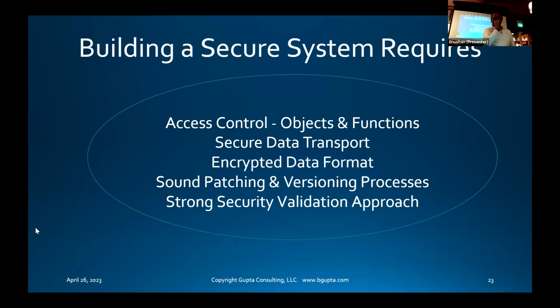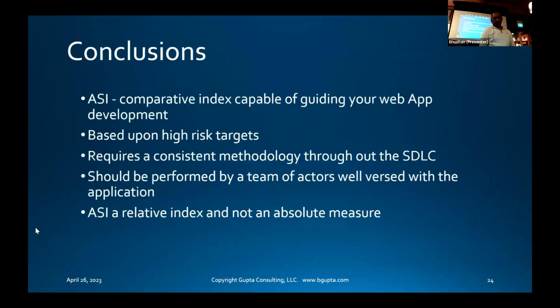So I think we have the last slide there. We are in this particular scenario where we're dealing with iteration after iteration. After release, we are looking at a comparative index. There's no absolute. Trying to look for high risk targets and secure those high risk targets.